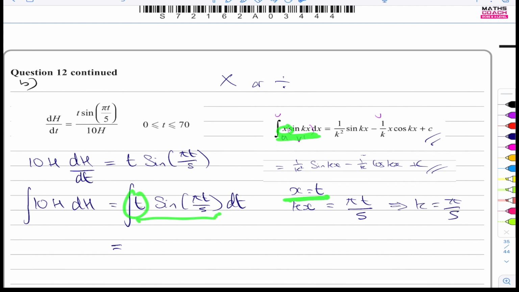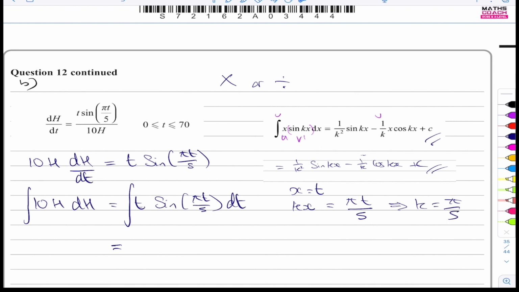So x equals t. And what we have inside the sine, which is kx here, and pi t over 5 here, those must be the same. So I've written down kx equals pi t over 5. And given that x equals t, the t and the x cancel off because they're equal to each other, so we get k therefore is pi by 5.